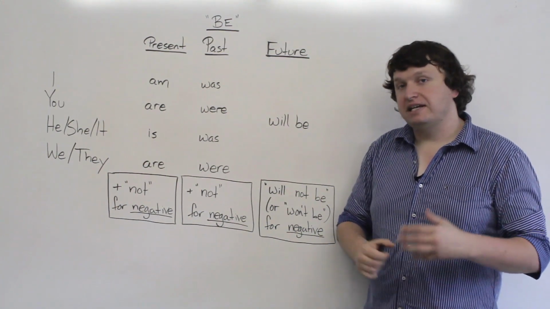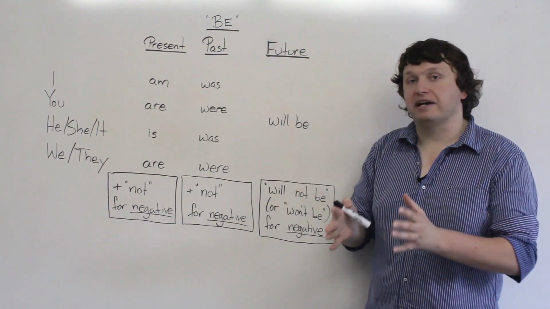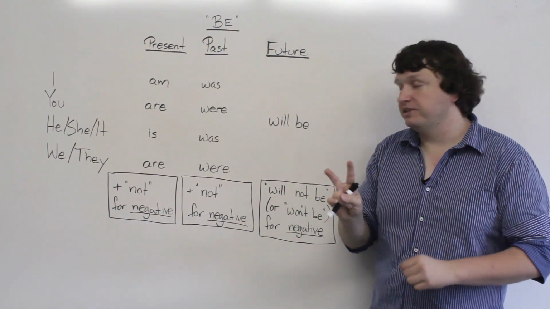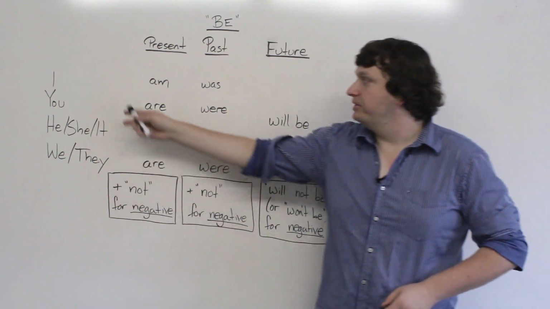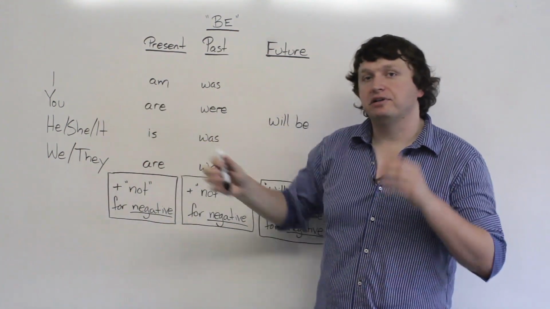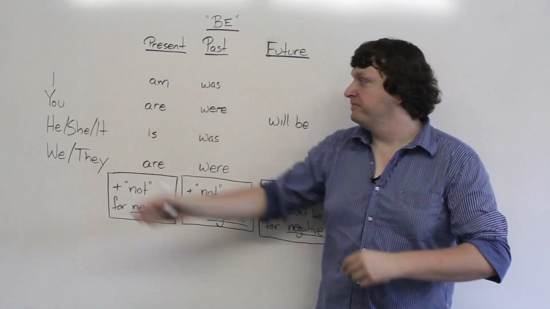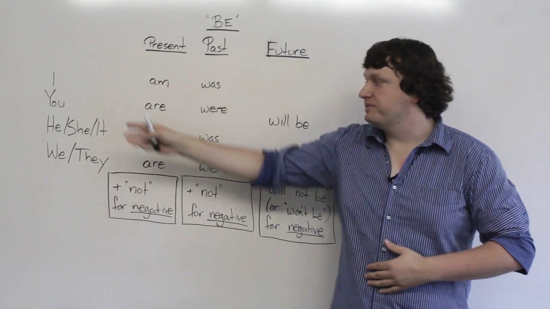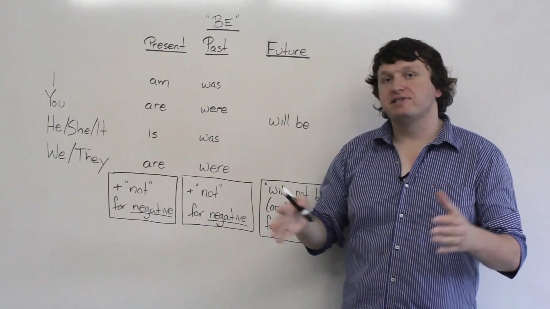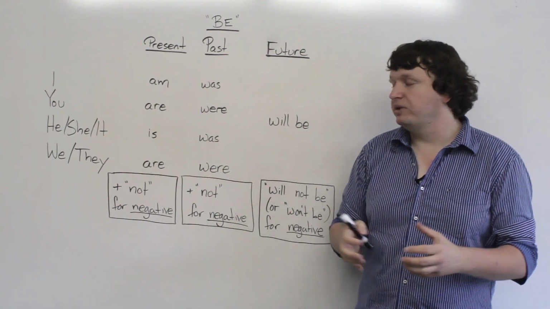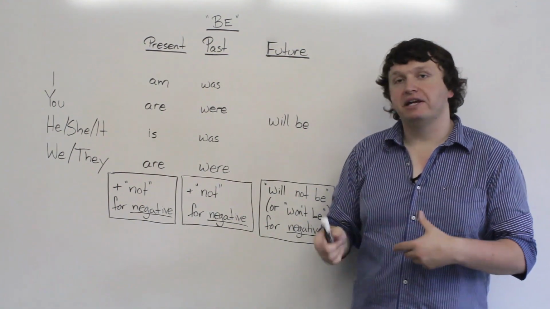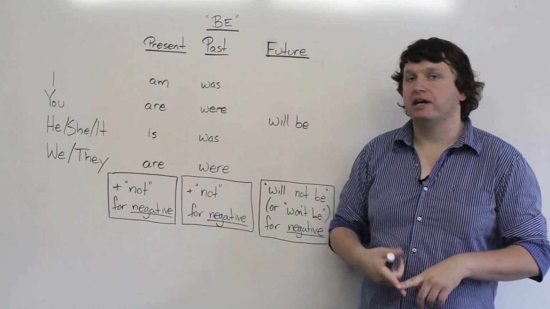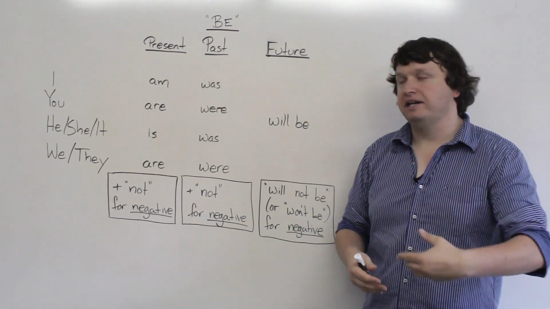It is possible to contract in two ways in the present as well. So instead of saying I am, you can say I'm. Instead of saying you are, you can say you're. Same for the rest: he's, she's, it's, we're, they're. So for negative, you can say I'm not, you're not, he's not, and on and on.